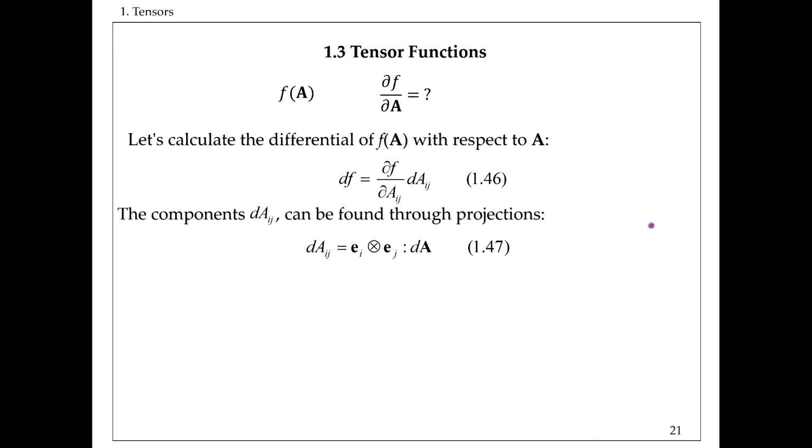So we are making our projection operation, as we usually do with a dot product, right? The e_i tensor product e_j is one second order tensor, and dA is another second order tensor, and so the double dot product, or double contraction, of these produces the components, which are of course scalars, right? So dA_ij is our basic definition that would work for any second order tensor.